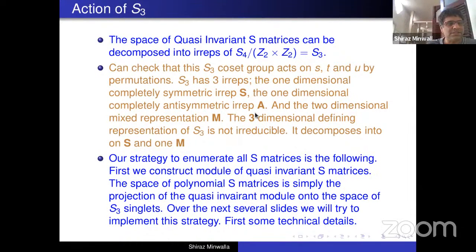We will sometimes call this defining representation, the combination of an S and an M, bold-face 3. Coming back, we've got this module of quasi-invariant matrices that are invariant under Z2 times Z2, and they can be decomposed in representations of S3. So we're going to perform much of our analysis with this unnecessarily unphysical structure that imposes constraints only on S3 times S3. And right at the final step, we will project our final answer into that part of the module that transforms in the S, that part of the module that is invariant under S3. And that will give us the set of all physical S matrices. Working with this larger mathematical structure one step back is convenient, even though in the end we only want the projection onto S3 singlets.